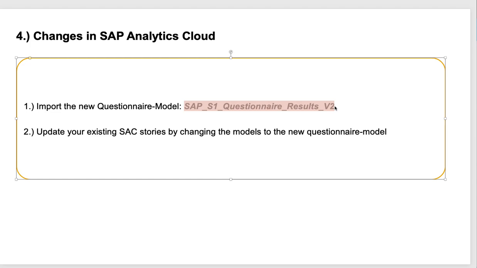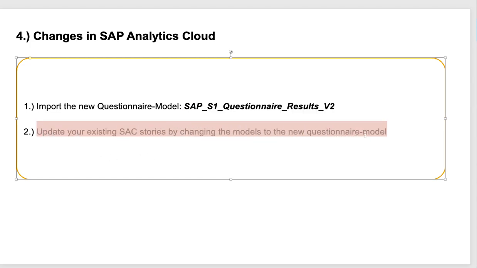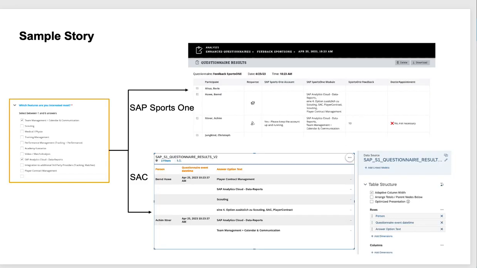If this is the case, then you can continue with the second step to update your SAC stories and make them visible. So how does it look? If you now use your new questionnaires, like a questionnaire I asked, which features are you interested in Sports One, and you have a selection of checkboxes where users can reply on a checkbox, then of course in Sports One, you get the results of this questionnaire as a dashboard in the visualization.